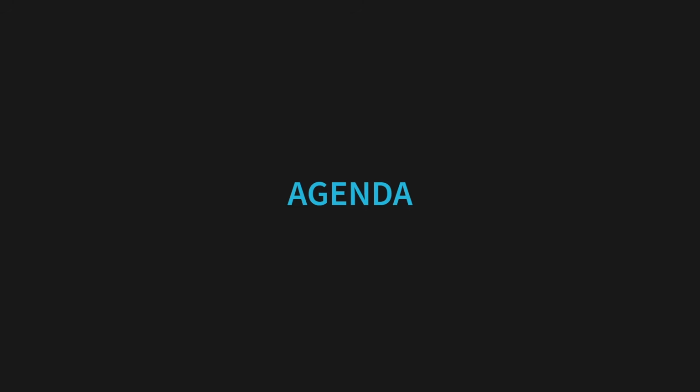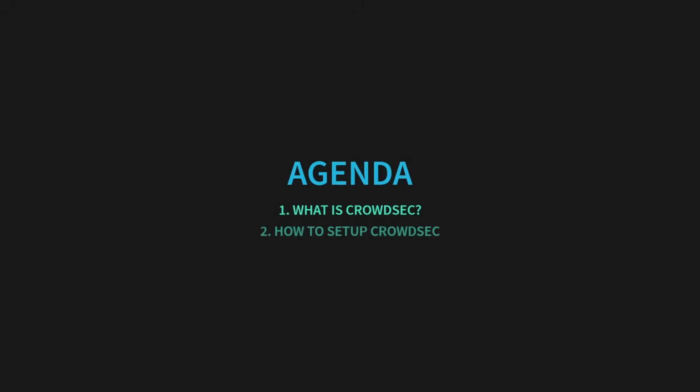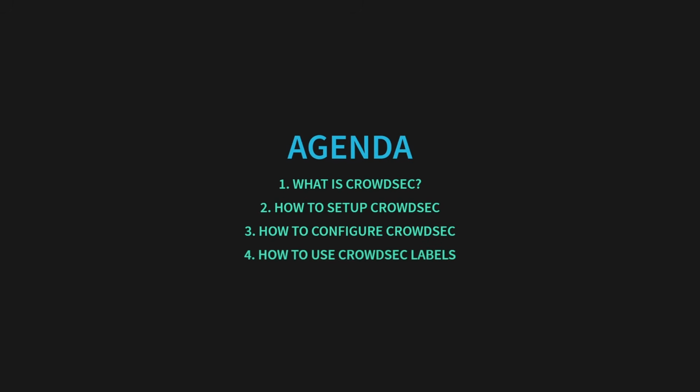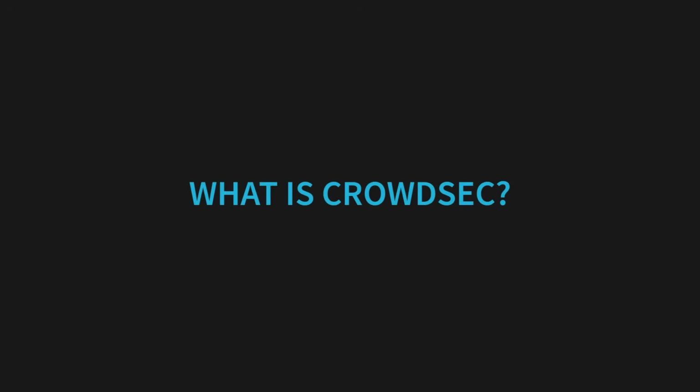Today, we're focusing on CrowdSec, a modern open source intrusion detection system. We'll cover what CrowdSec is and why we want to use it, how to set up CrowdSec in a Docker Compose stack, how to configure CrowdSec, and how to use CrowdSec labels to automatically monitor the logs of other services. By the end, you'll have a real-time security layer that automatically identifies and blocks threats, including brute force attacks, suspicious IPs, and more.